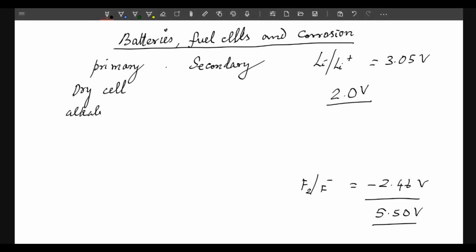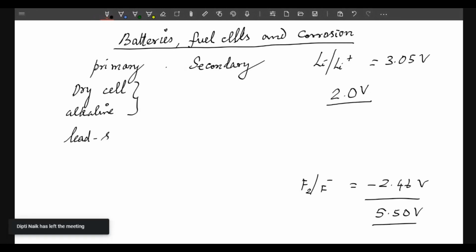Alkaline batteries, these can all be used up through nature. But there are some batteries which can be reversed, which can be recharged and reused. Of these, the first and foremost is the lead storage battery. You know what the lead storage battery is? I am not going to discuss it at length.